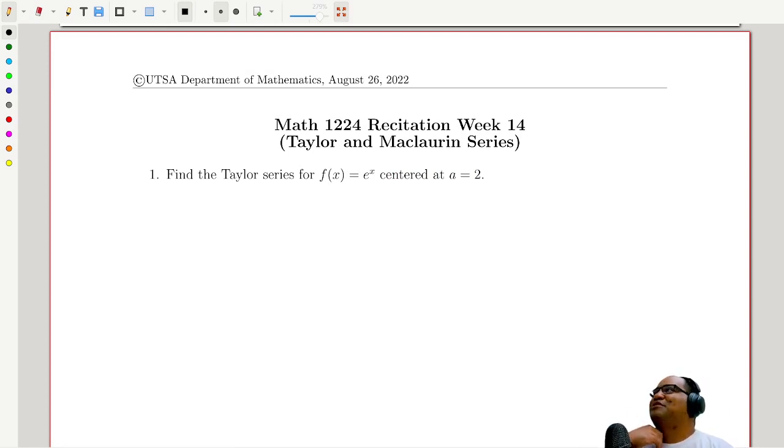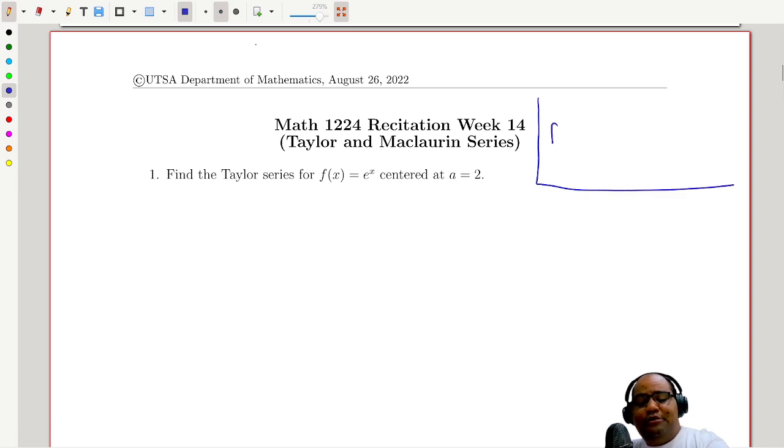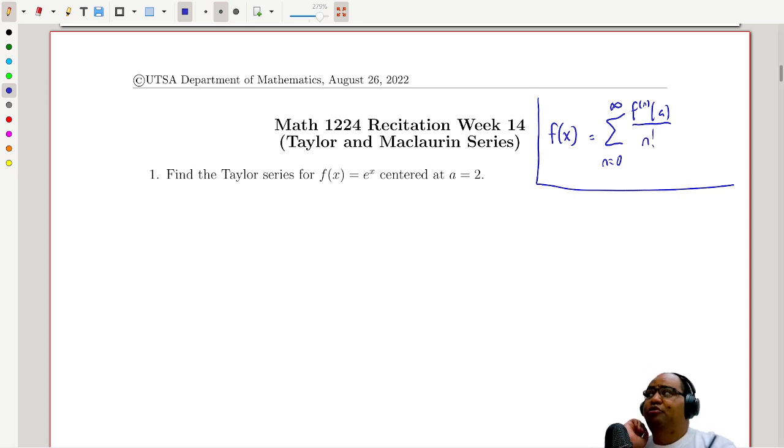Okay, so let's take a look at this one here. We want to find a Taylor series for e to the x centered around a equals 2. So let's go ahead and remind ourselves what the definition of the Taylor expansion is. If I want to expand f of x near a, we'll need the following. It's an infinite sum from n equals 0 to infinity of the nth derivative evaluated at our center point a, divided by n factorial. Those are the Taylor coefficients. And we're going to need powers of x minus a, so we need x minus a to the n. That is our Taylor expansion.